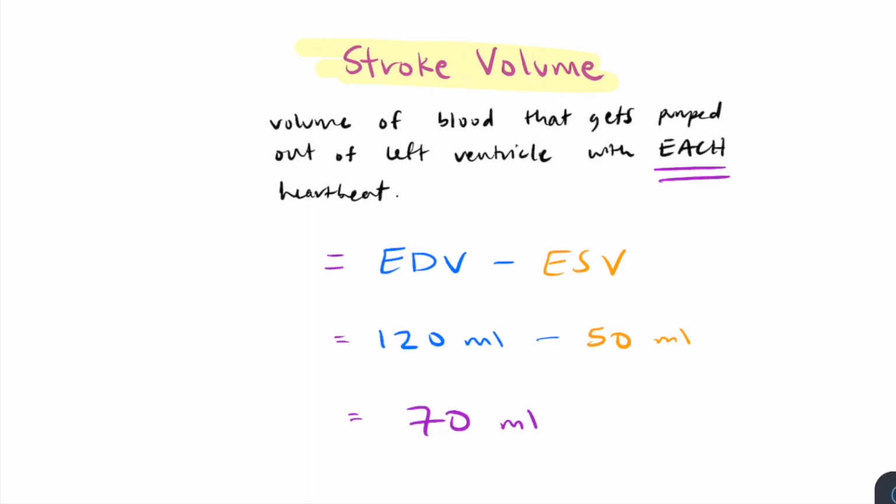But one thing to keep in mind is that the stroke volume is relative, which means the calculated stroke volume can be good or bad, depending on the size of the patient. 45 milliliters can be okay for someone with a smaller heart, like a child, but can be low for someone with a bigger heart, like an adult.